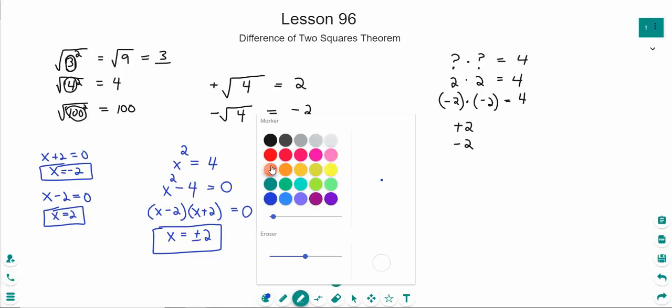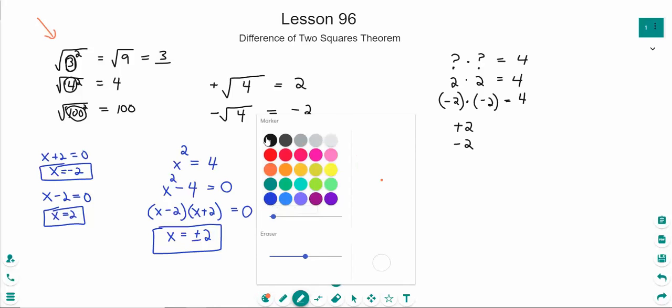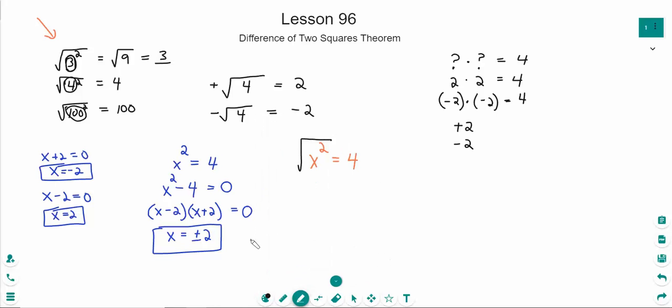So I'm going to do the equation again over here. x squared is equal to 4. But this time, using this rule over here, if I take the square root of this x squared, what would happen? What would be the square root of an x squared? Well, just like the square root of 3 squared was 3, and the square root of 4 squared was 4, the square root of an x squared is going to be x. Hopefully that makes sense.